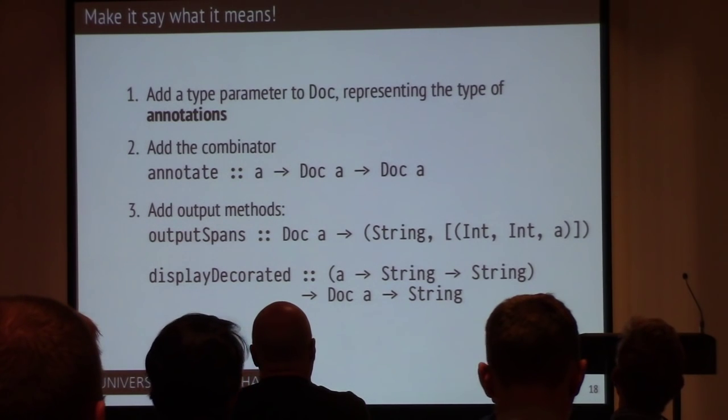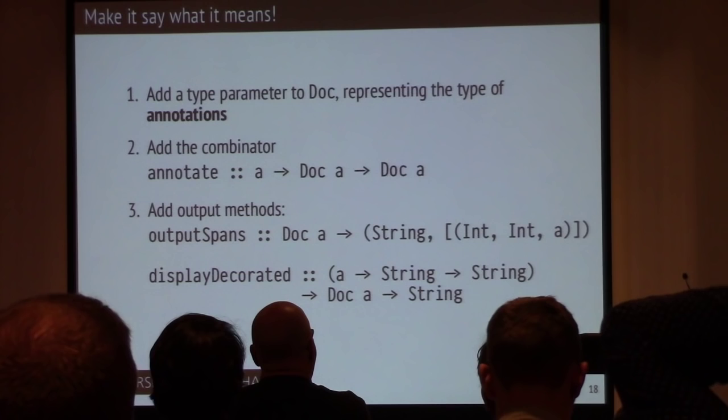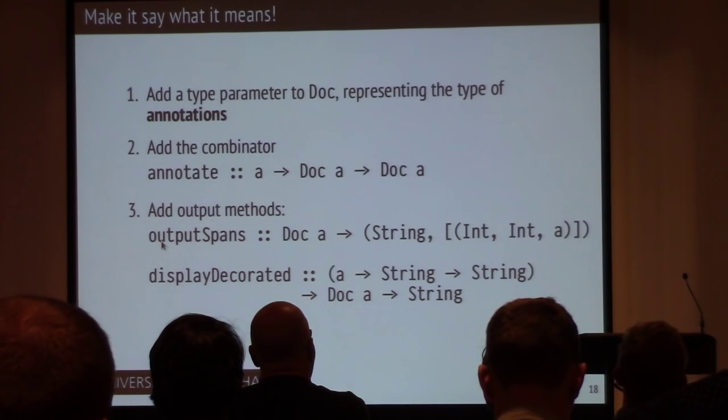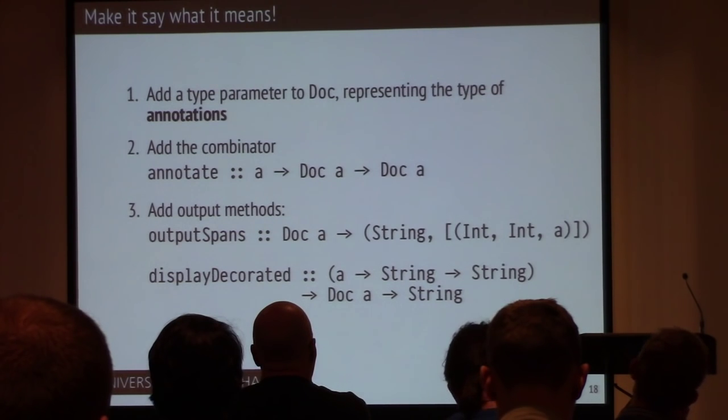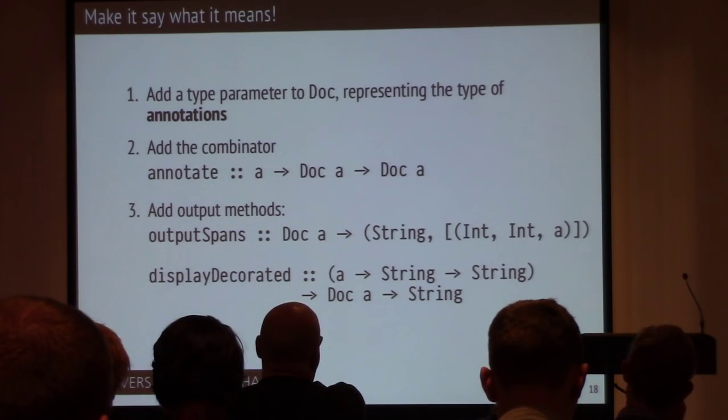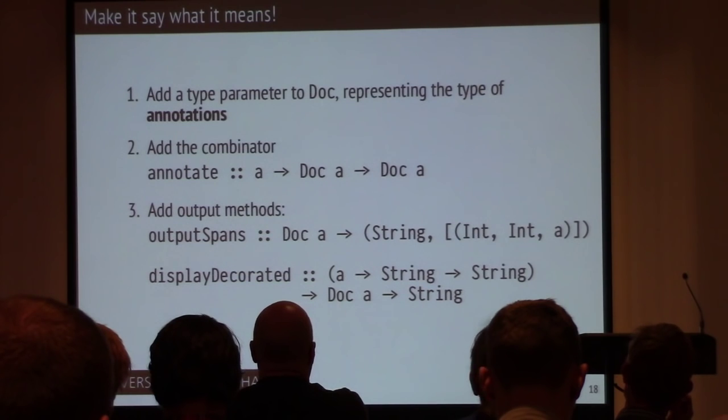And then we may also want to have another one where we communicate in-band. The output spans is a kind of out-of-band communication. We're saying these subregions of this string mean this. Whereas display decorated takes a method for transforming substrings based on the annotations of the documents that produce them. And it then takes a document and gives back a string.